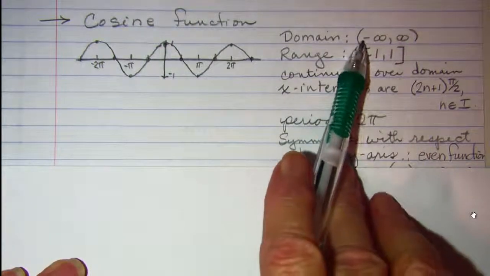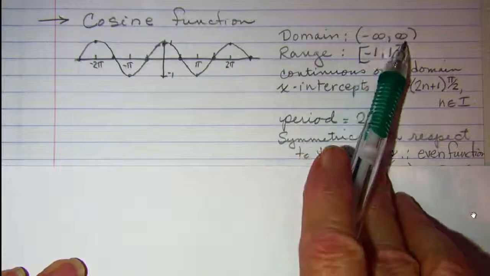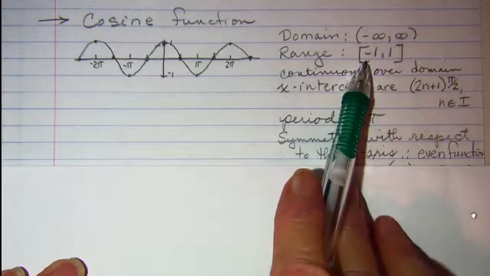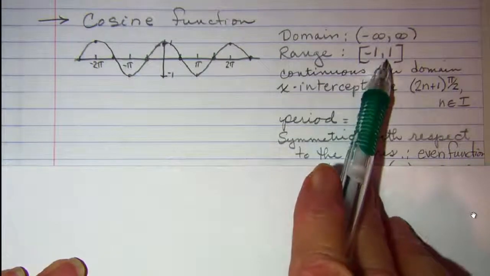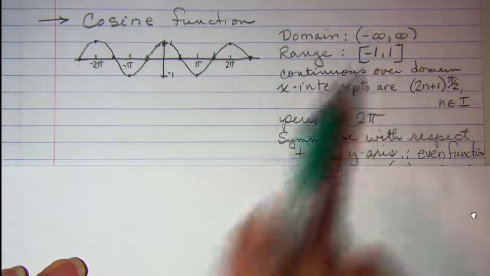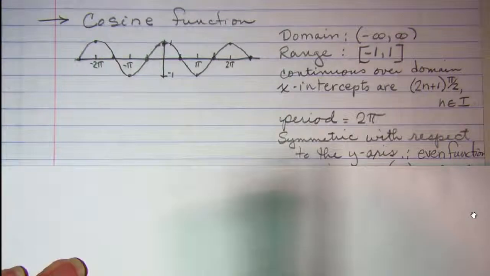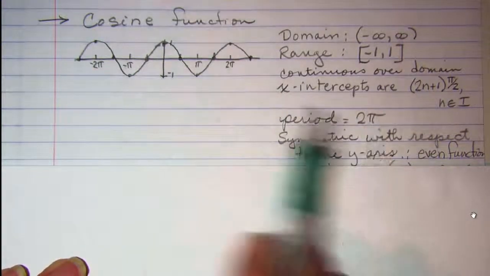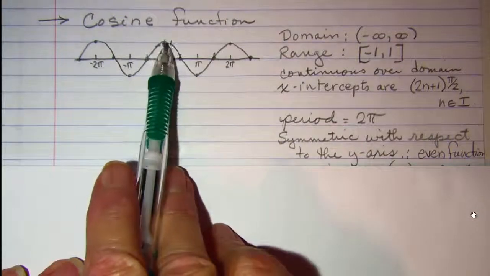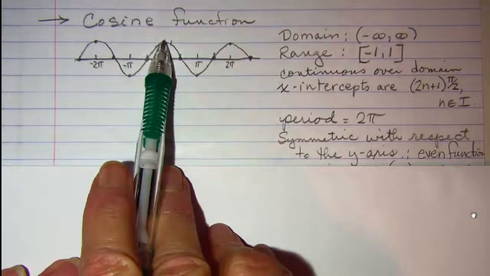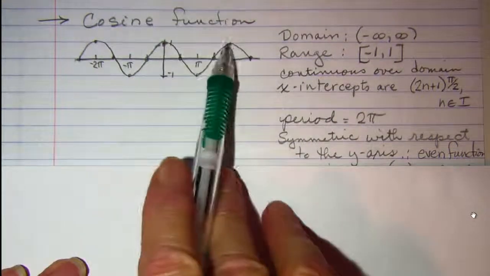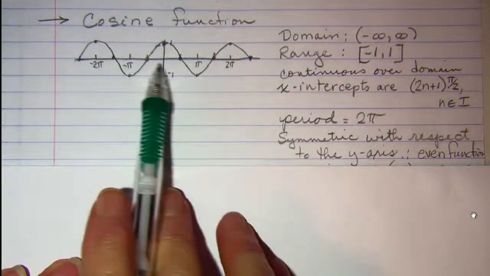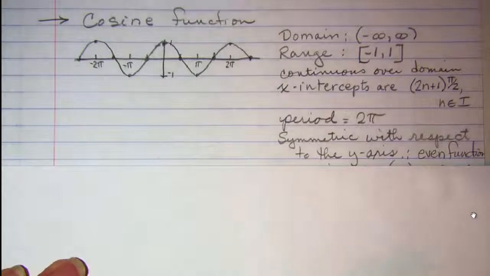But cosine is similar to sine in that the domain is all real numbers, and the range is from negative 1 to positive 1 inclusive. And it's also got a period of 2 pi. So if we went from this point at x equals 0 to this point at x equals 2 pi, we would see that the period is 2 pi.